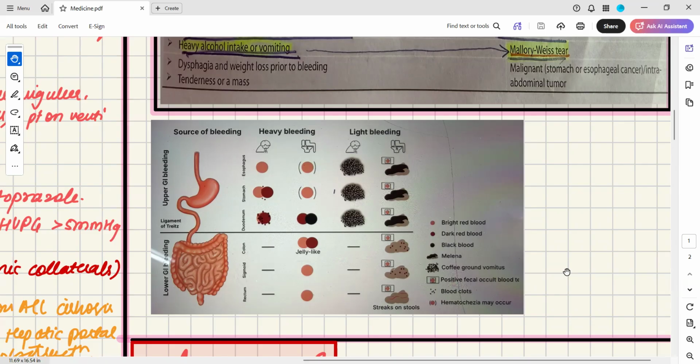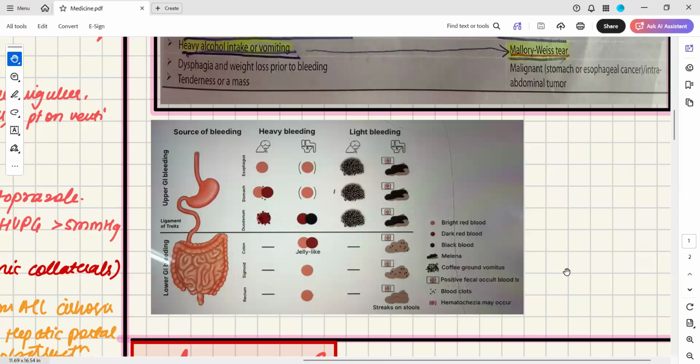If the patient presents with coffee ground vomitus, it is usually due to upper GI bleeding, but the bleeding is light. But if the patient presents with dark red blood in the vomitus, it is upper GI bleeding with heavy bleeding. Similarly, in melena, the stools are black, tarry, foul-smelling, bulky stools, and they also show a positive fecal occult blood test.